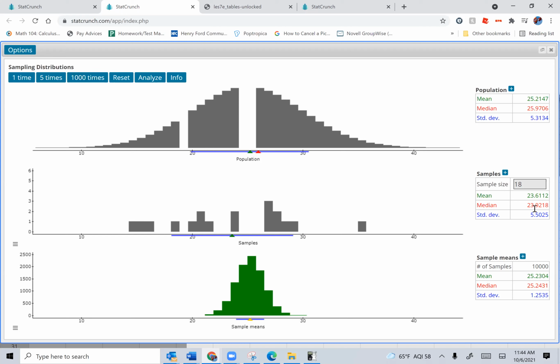Okay. Look, guys. The mean of the original population is 25.2147. Look at the mean of the sample means, 25.23, which is pretty close. Now, I would like you to take this standard deviation, 5.3134, and divide it by the square root of 18 and see what you get.